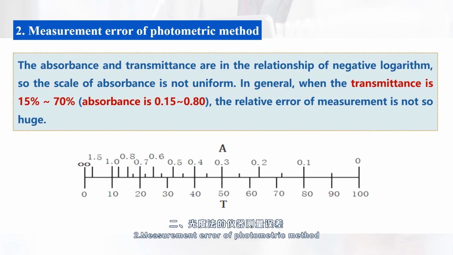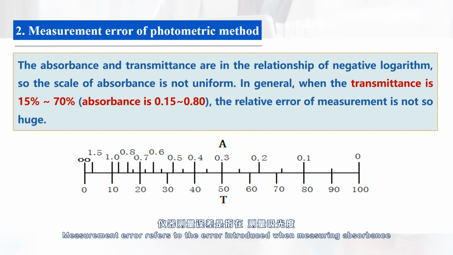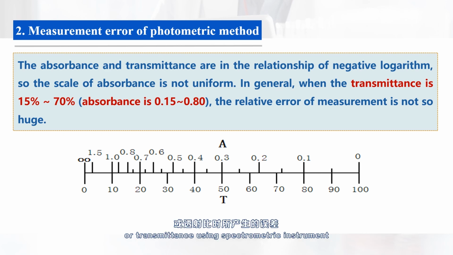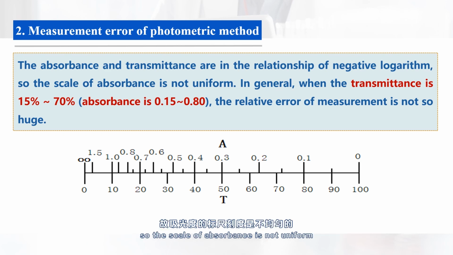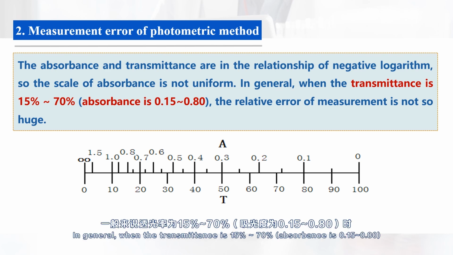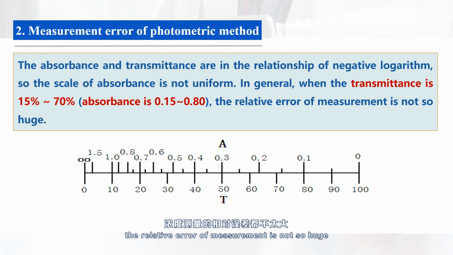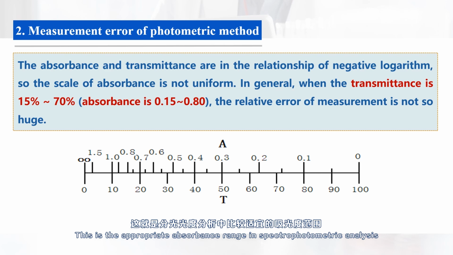Second, measurement error of photometric method. Measurement error refers to the error introduced when measuring absorbance or transmittance using spectrometric instrument. The absorbance and transmittance intensity are in relationship of negative logarithm. So the scale of absorbance is not uniform. In general, when the transmittance is 15% to 70%, absorbance is 0.15 to 0.8, the relative error of measurement is not so huge. This is the appropriate absorbance range in spectrophotometric analysis.